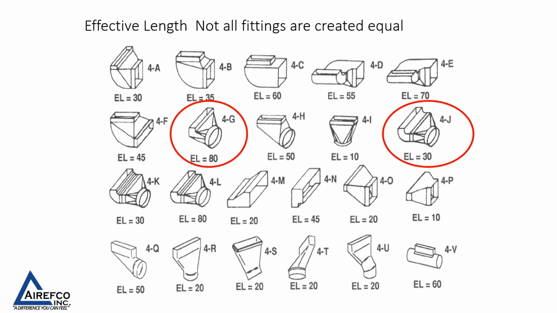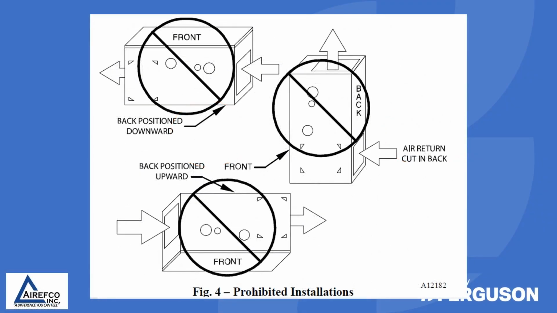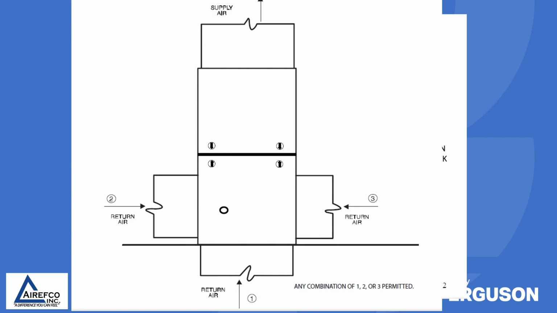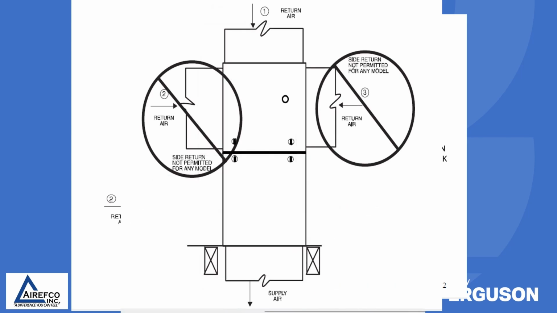So you want to make sure when choosing your registers and your fittings that you're not adding excessive length to the ductwork. The other thing that you want to take into consideration is the configuration of your ductwork to the furnace or the air handler. Follow the manufacturer's specifications for the type of returns and supplies that can be attached to the furnace or the air handler.